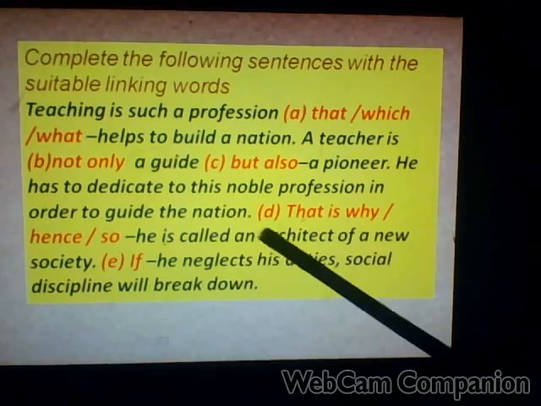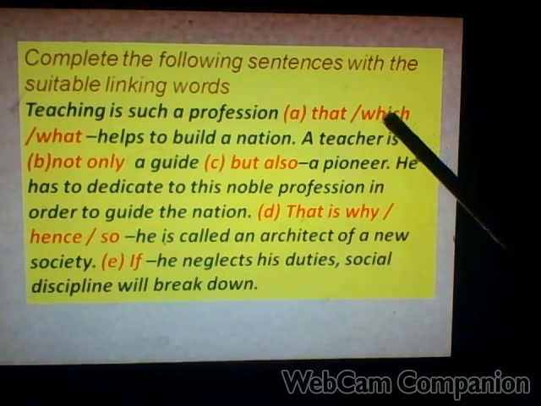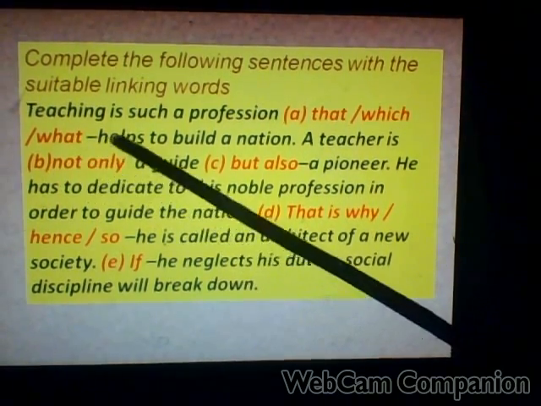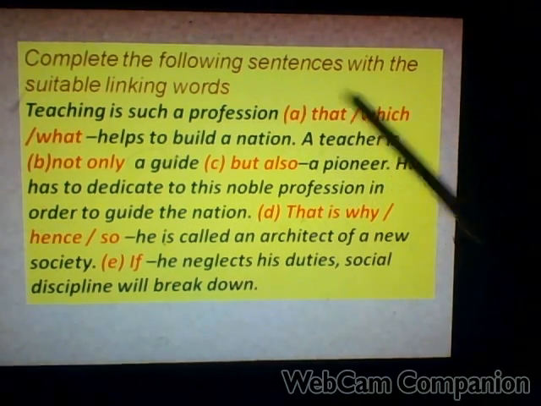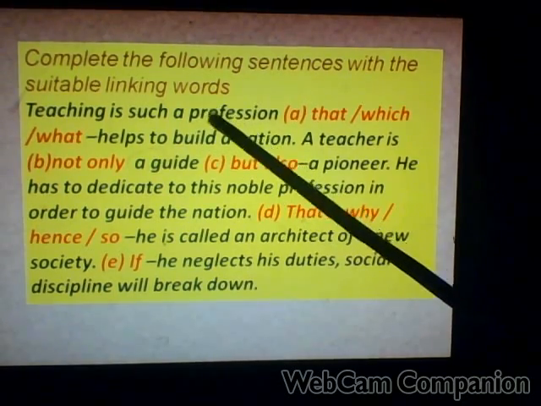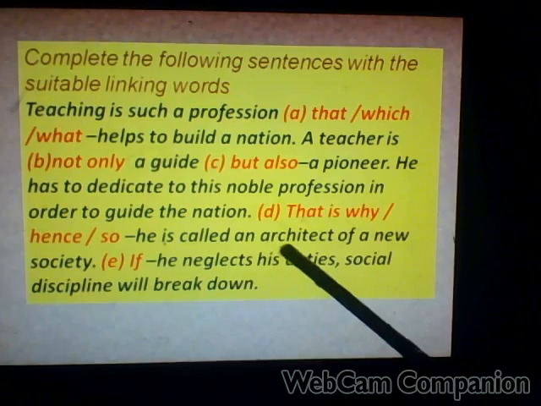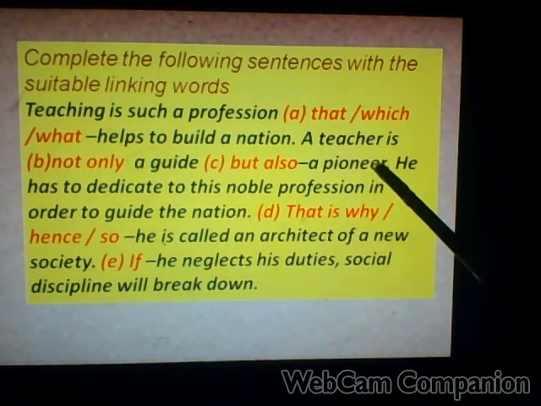Dear students, give a glance. Complete the following sentences with suitable linking words. Teaching is such a profession that helps to build a nation. শিক্ষকতা এমন একটি পেশা যা জাতি গঠনে সাহায্য করে। A teacher is not only a guide but also a pioneer.